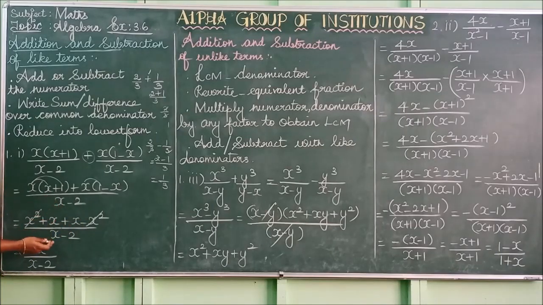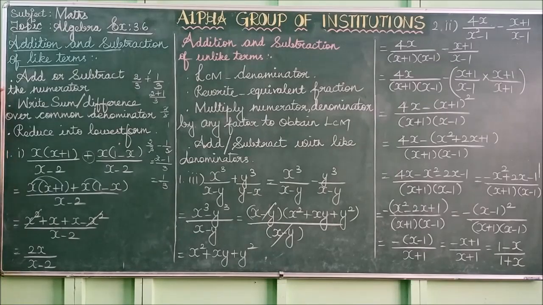Then in the denominator the value is x minus 2. So listen to the numerator. Here this is plus x squared and here minus x squared. The plus x squared and minus x squared get cancelled. So what are the remaining values in the numerator? x plus x. That x plus x can be written as 2x divided by x minus 2.